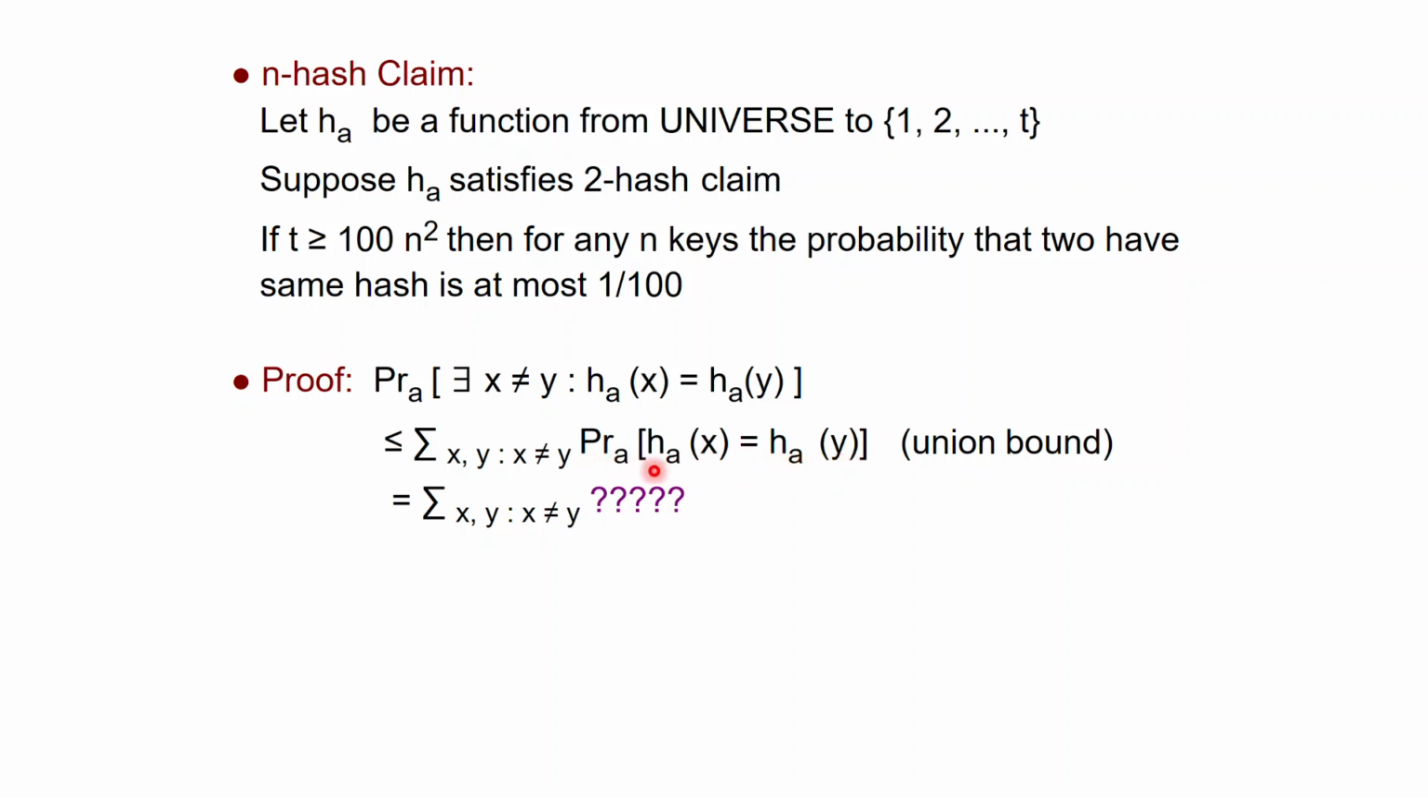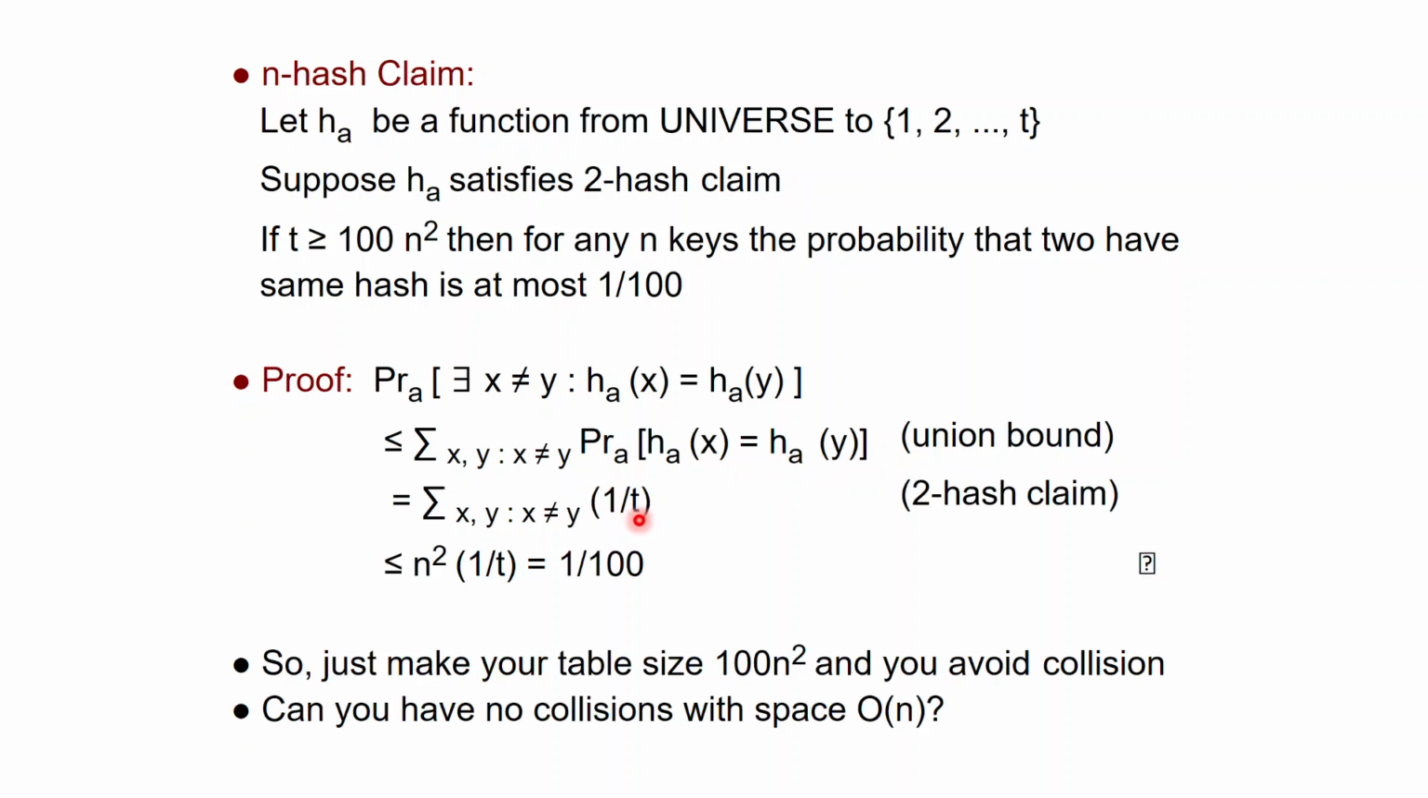Now this probability here we can bound using the 2-hash claim because it just talks about two keys. And we just saw that it's 1 over t by the 2-hash claim. And here on the left we are summing over every possible pair of keys. The number of such pairs is at most n squared. So overall we have n squared times 1 over t. Now we go back to our choice of t. t was at least 100 times n squared, so the overall bound is 1 over 100.